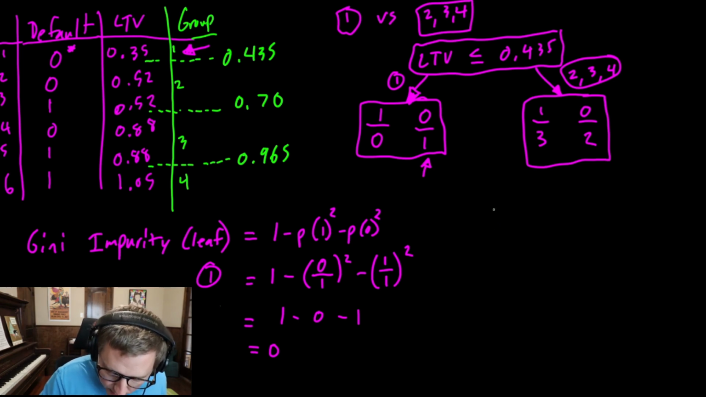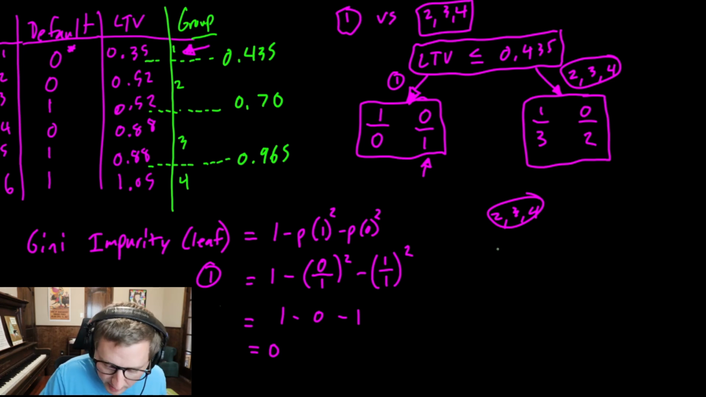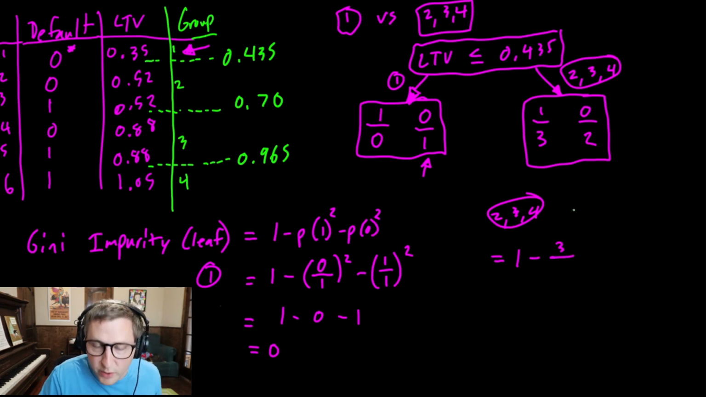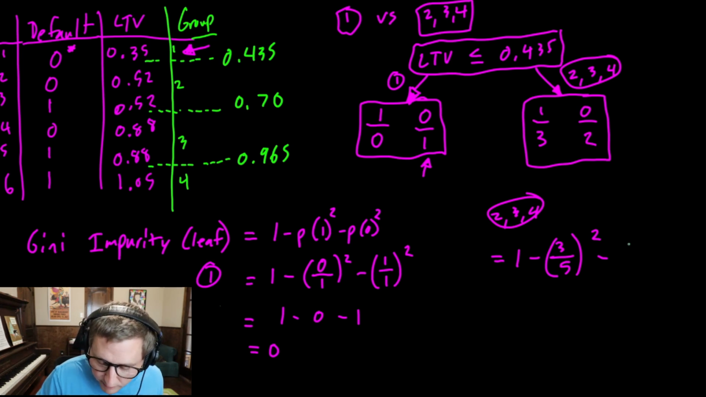And so to do the 2, 3, and 4, what we're going to do is the same equation here, and we're going to say, okay, 1 minus, and we're going to say, okay, how many 1 events do we have? We have 3 right here, so we're going to have 3 over. How many total observations do we have? 3 plus 2 is going to be equal to 5. So we're going to square that, and then minus the zeros. So how many non-events do we have? We have 2.